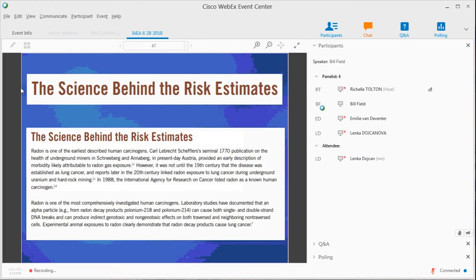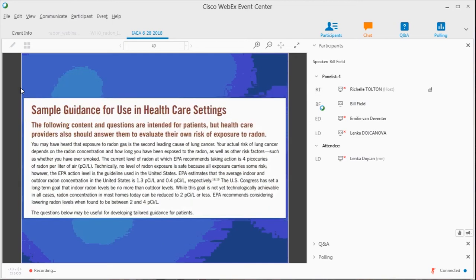As I mentioned before, the science of the risk estimates is really important to develop the credibility. And there are small sections on radon testing and radon reduction in the guide. And then we developed sample guidance for healthcare providers, sort of a description of what they can use when they interact with their patients.